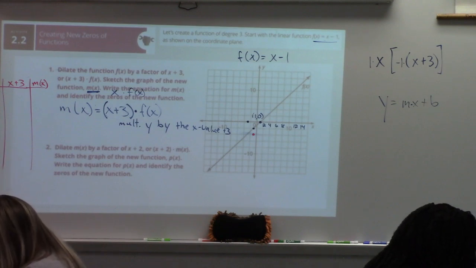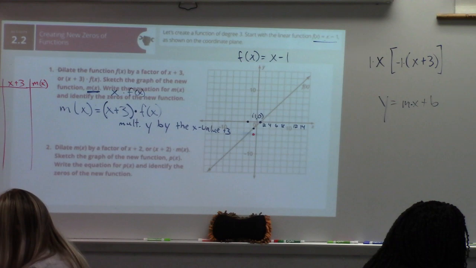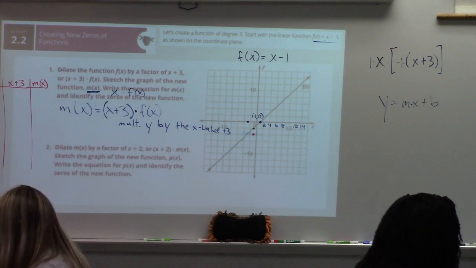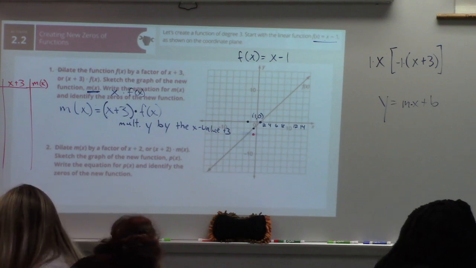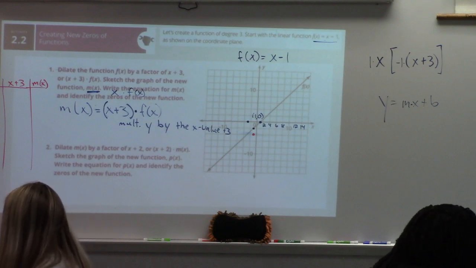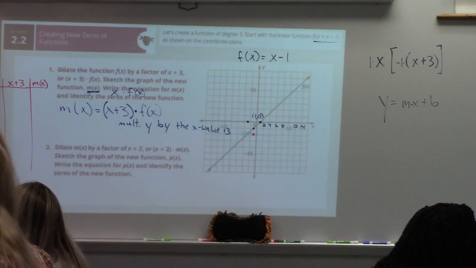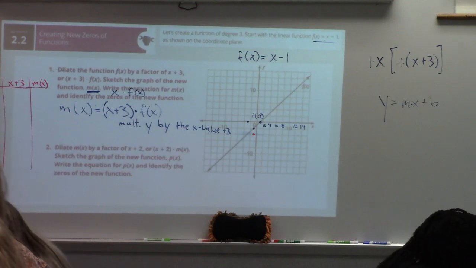Okay, so now for this column, you're gonna be multiplying what? You already have the one right here. When x is negative 5, m of x is equal to what two things? Okay, so m of x is equal to x plus 3 times f of x. Remember, it's scaled by 2. So it's 2, 4, 6, 8, 10, 12. Does that help? Did that help you a little bit?